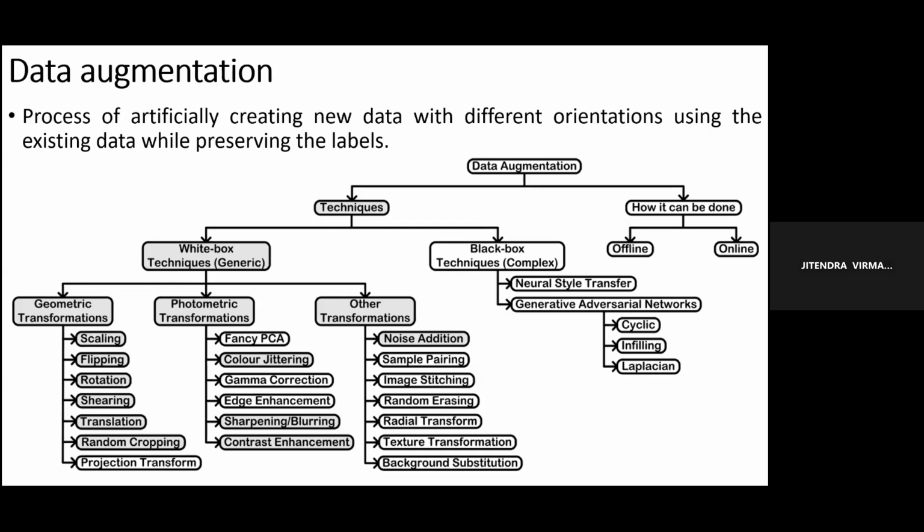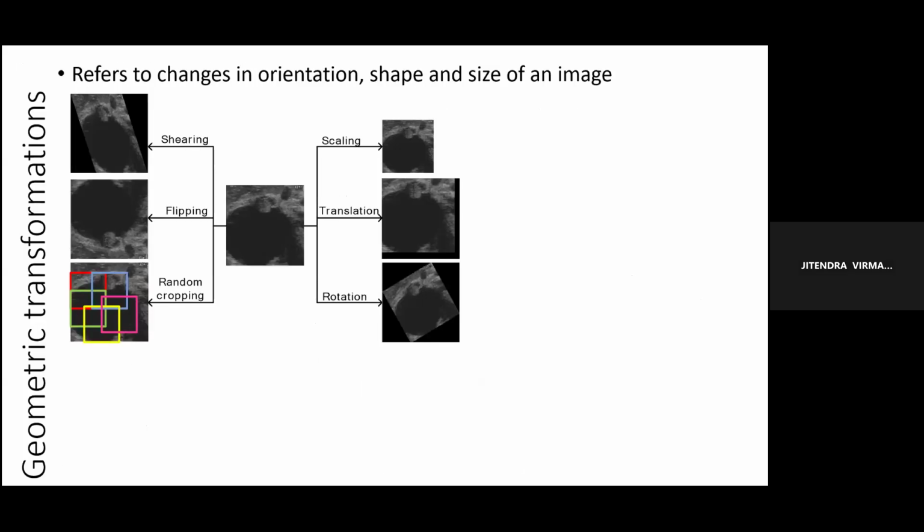Now, I was talking about data augmentation. There are certain techniques which are known as black box techniques. The black box techniques include neural style transfer and generative adversarial networks. Again, you can see that these generative adversarial networks called GANs are very popular these days to generate synthetic images. These are of various types: cyclic, infilling, and Laplacian type of generative adversarial networks.